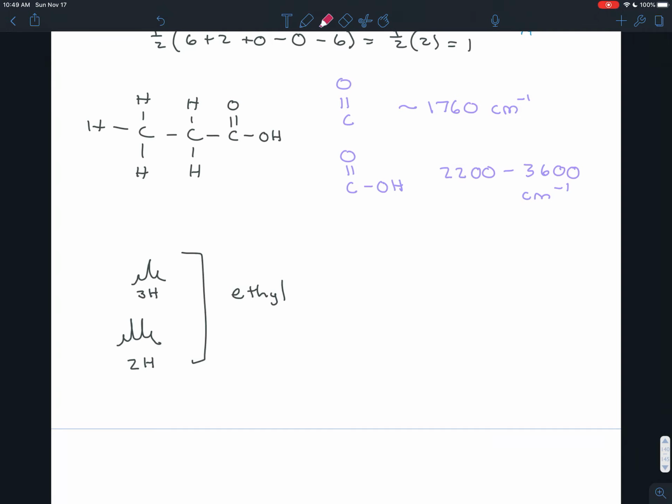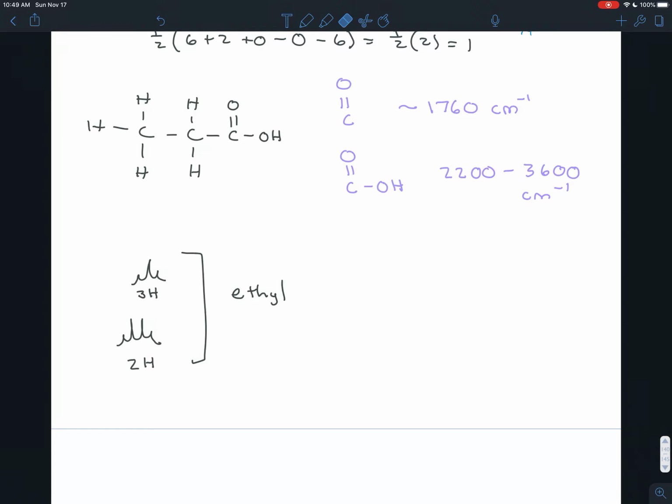You can see that here. What if we wanted to know the splitting of those 2 hydrogens here? Well, they're next door to 3 hydrogens. Remember the n+1 rule. They'll split into 3 plus 1 or 4 peaks. And so you get a quartet with an integration of 2 hydrogens.